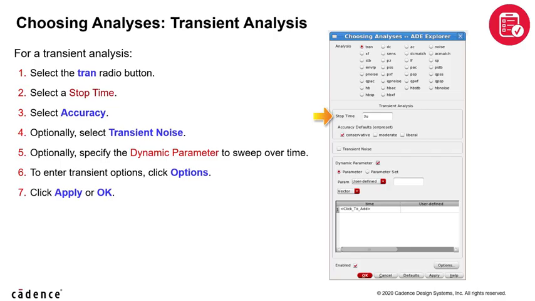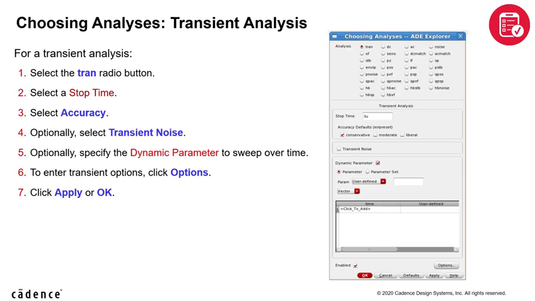You can also specify some accuracy defaults. We call them error presets. You have 3 options to choose from: conservative, moderate, and liberal. Now these are Spectre simulator specific options, so there will be a trade-off between accuracy and speed. I encourage you to look at the Spectre simulator class to get more information about these options.